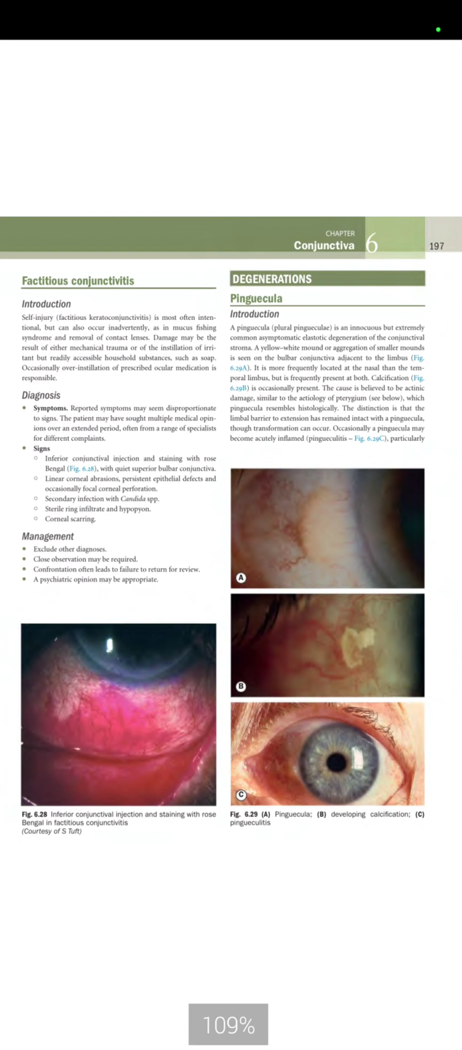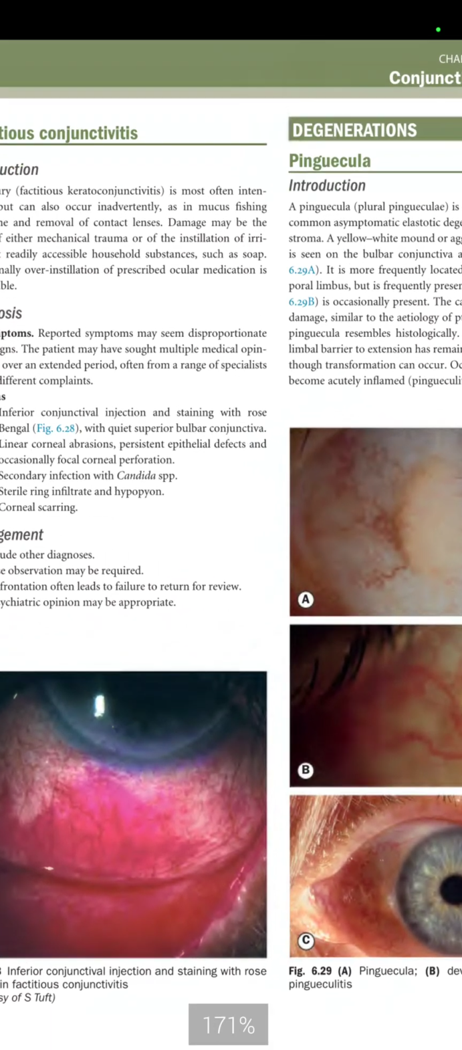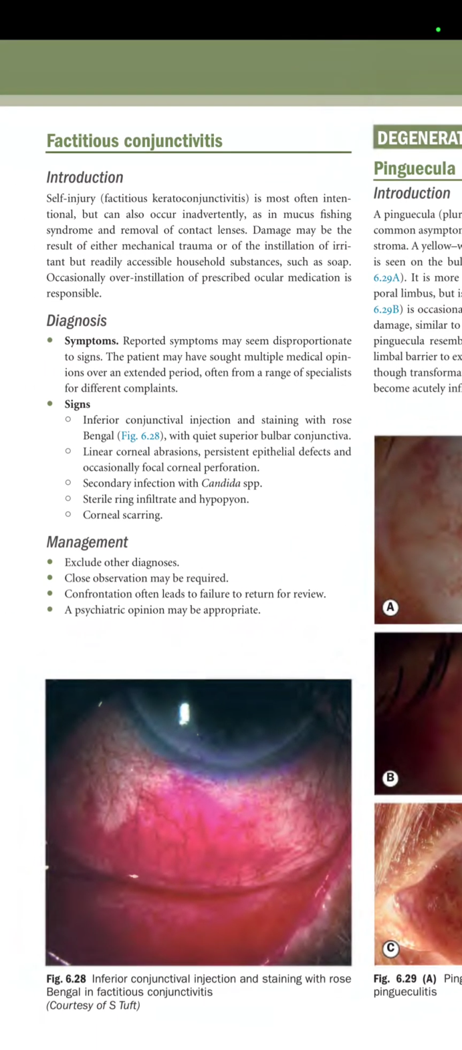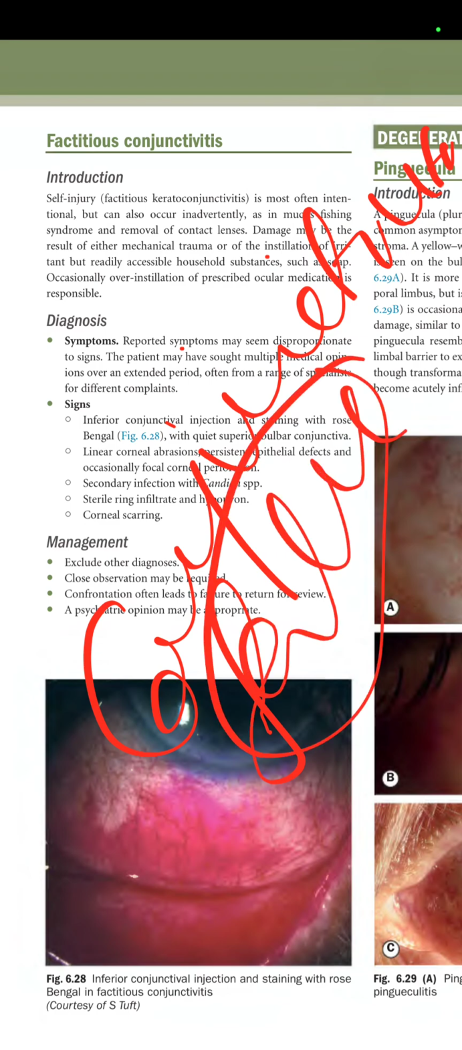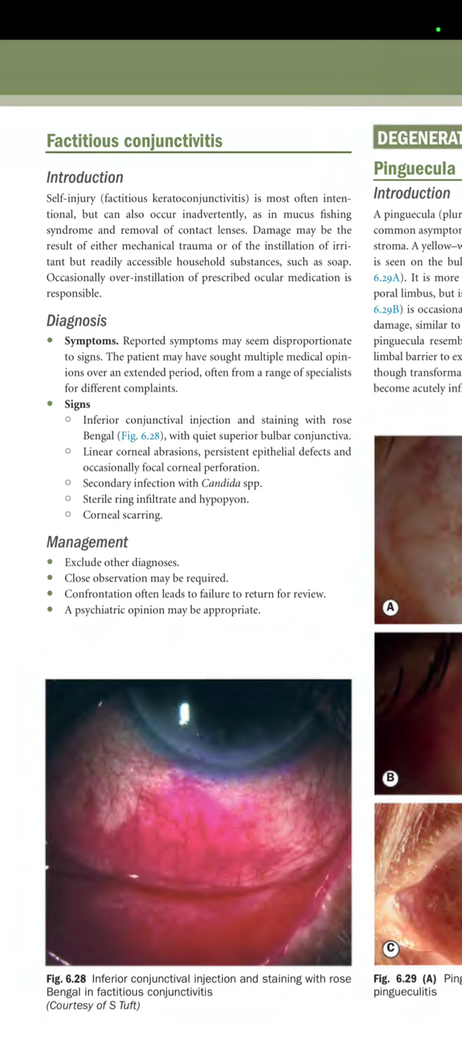So next is factitious conjunctivitis. Factitious conjunctivitis is when the conjunctivitis has been falsely induced, like a patient presents with conjunctivitis, but there is no other reason because it is a self-induced conjunctivitis. Let's see how you can self-induce conjunctivitis.